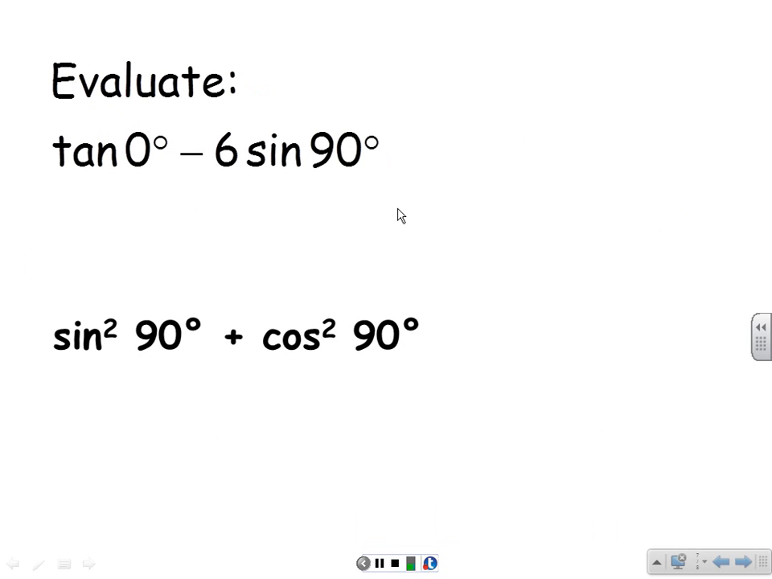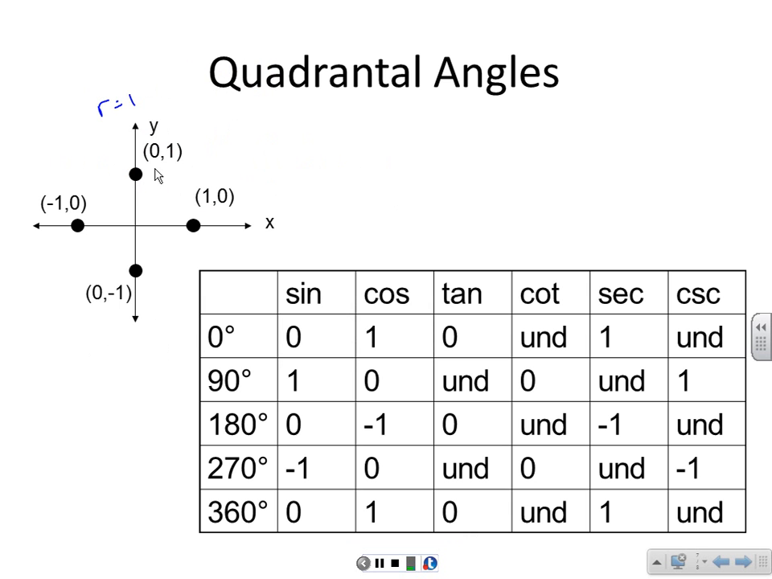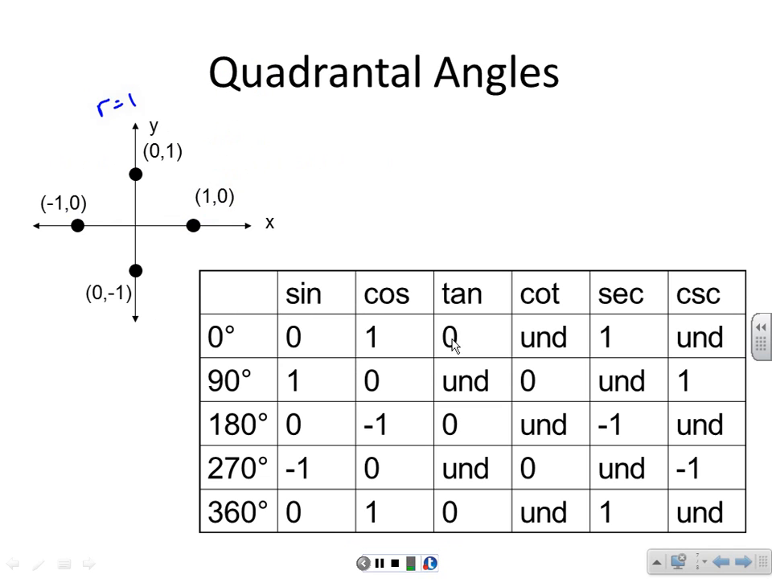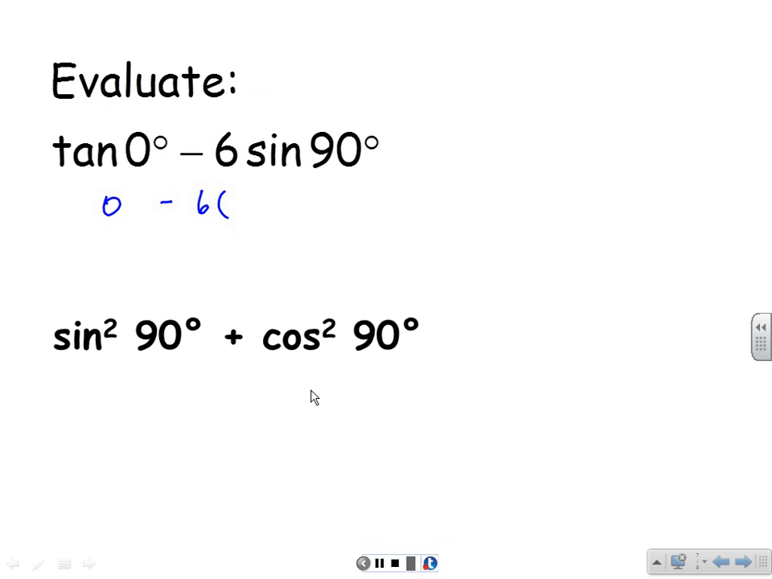So how can we use these quadrantal angles to figure out trigonometric expressions really quickly? Well, watch this. Tangent of 0 degrees is 0. So this is a whole number of 0. Minus 6 times sine of 90 degrees. Sine of 90 degrees is 1. And so you'll have 0 minus 6, which is equal to negative 6.